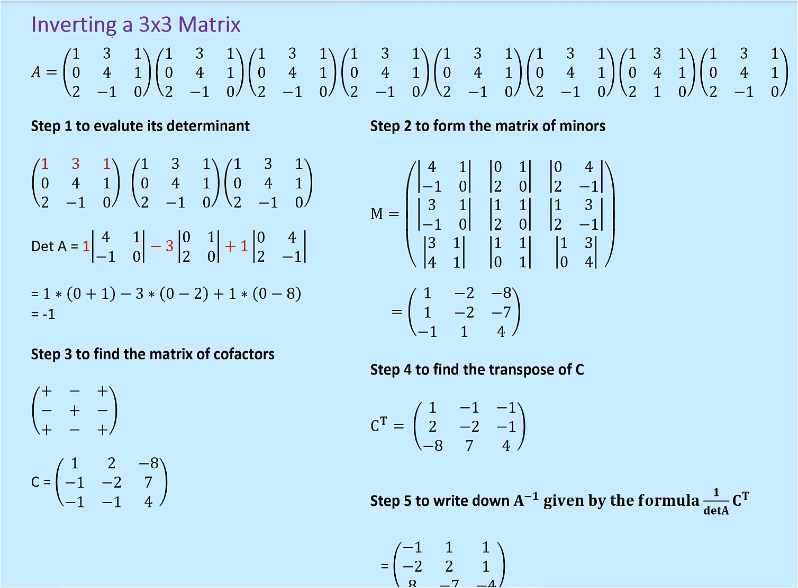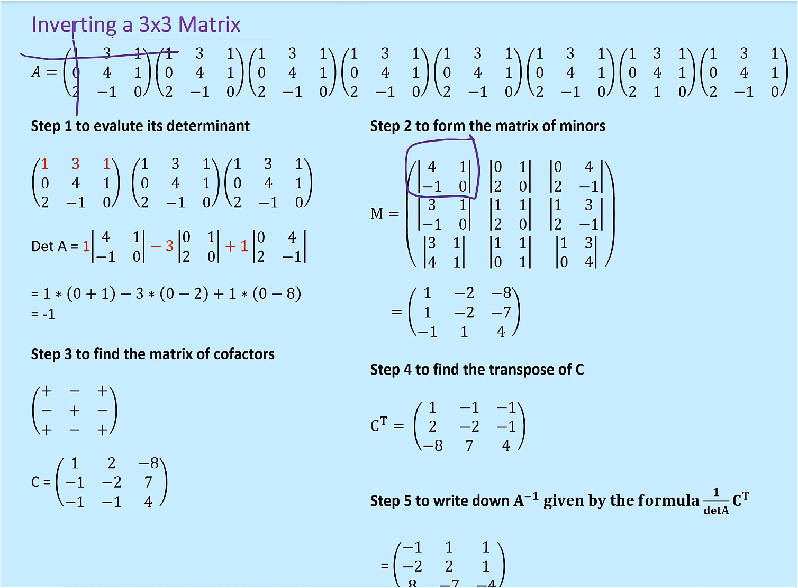Okay, step 2, to form the matrix of minors, this is what you do. You find the minor of an element. I'm going to show you how to do that. So first of all, you're going to cross off the row and column containing 1. That's how I get this.